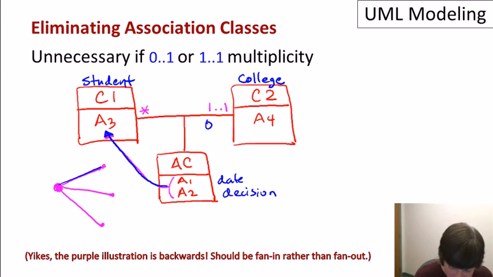Furthermore, if we had 0..1, we can still move these attributes here. And in that case, if a student was not involved in a college, had not applied to a college at all, or more generally an object of C1 was not related to any object of C2, then those attributes would have the equivalent of null values in them.